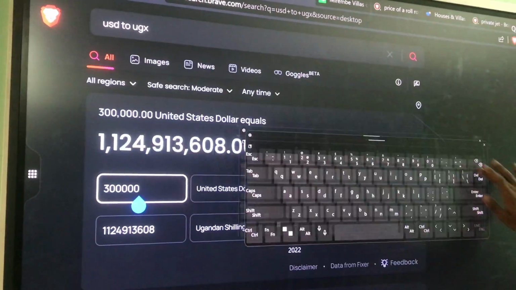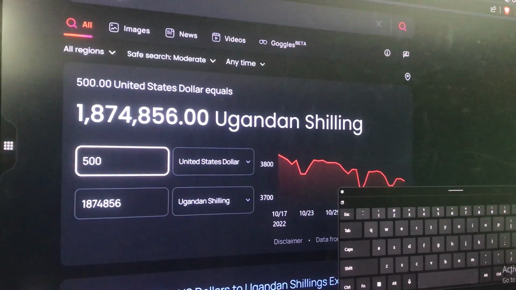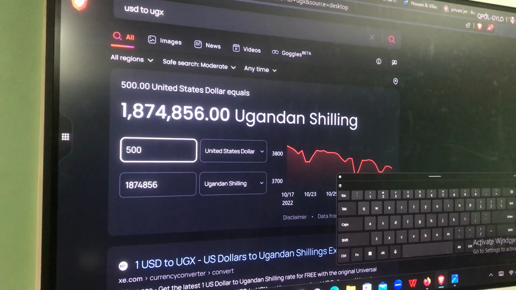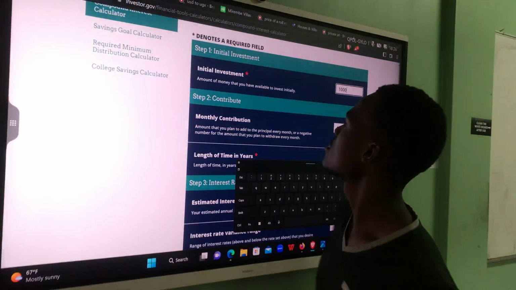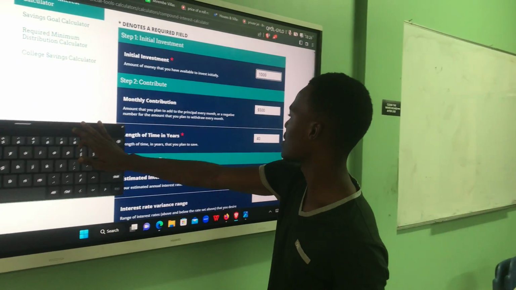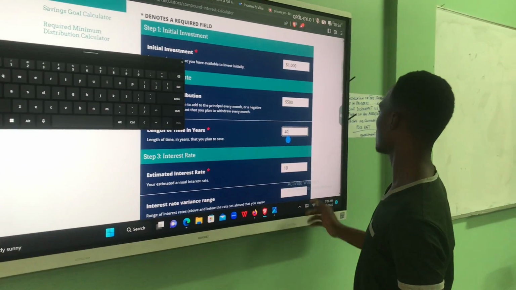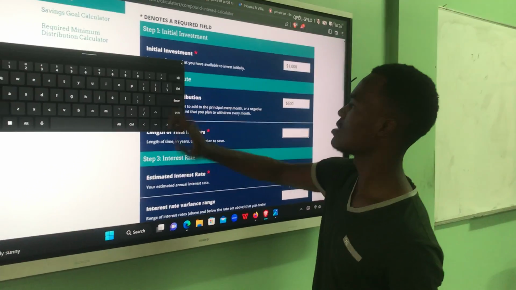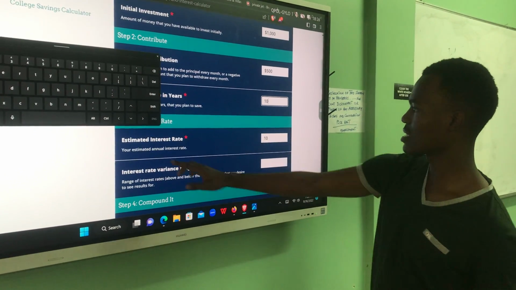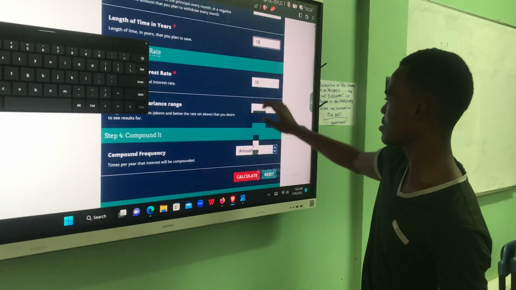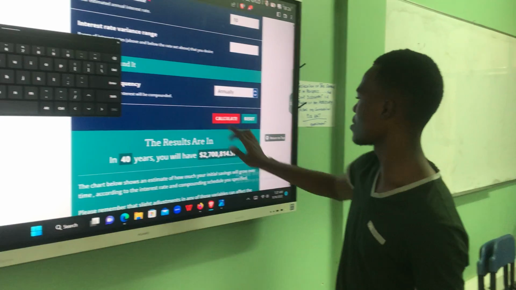So let us say we contribute $500. It's going to be literally 1.8 million. I say I'm going to be putting 1.8 in my system for every single year, and I do that for, let me say, how many years? Let us make it 10 years. After 10 years, at an interest rate of 10% per annum, every year they give 10% on top of what I have. Let's calculate what it will bring.